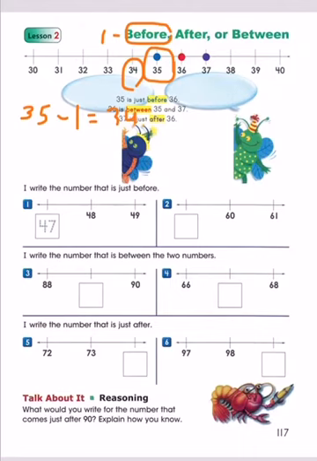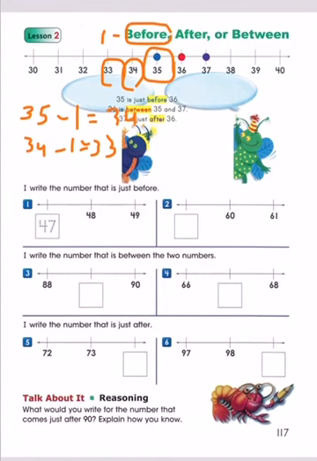And for example, we have 34. One number before 34 is 33. Look here: 34 minus 1 equals 33. So we can say before means the number minus 1.